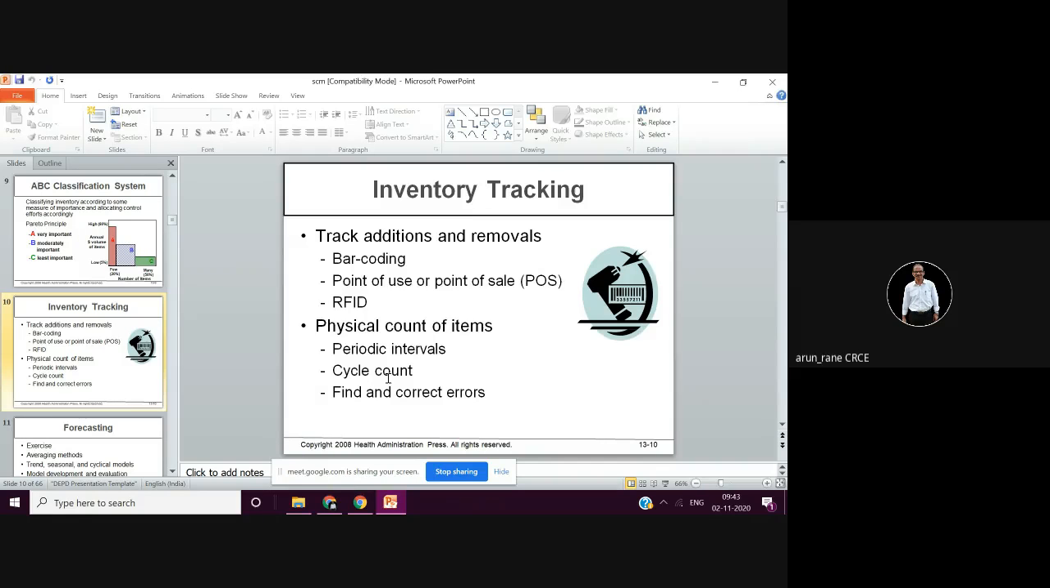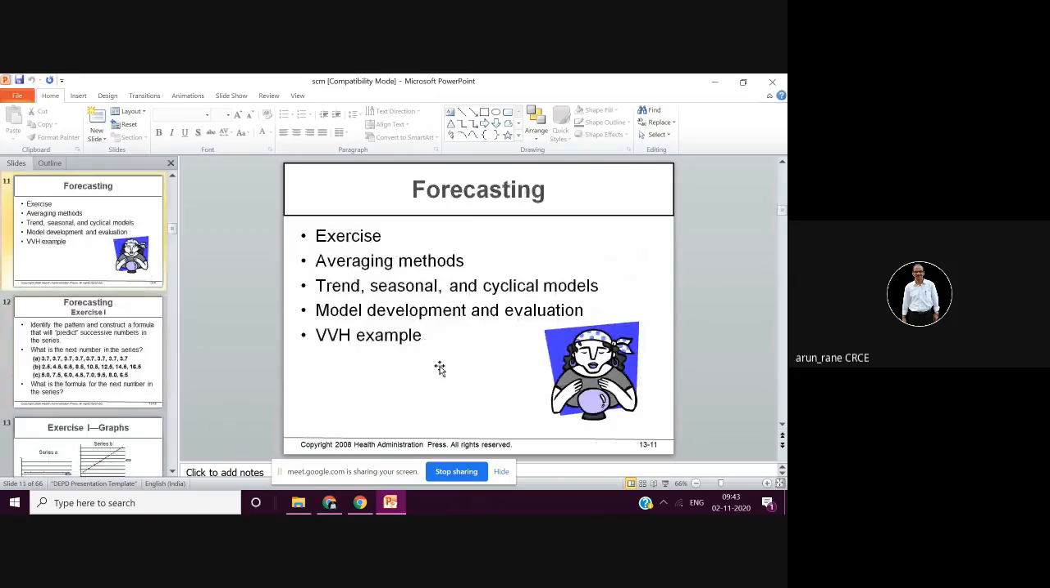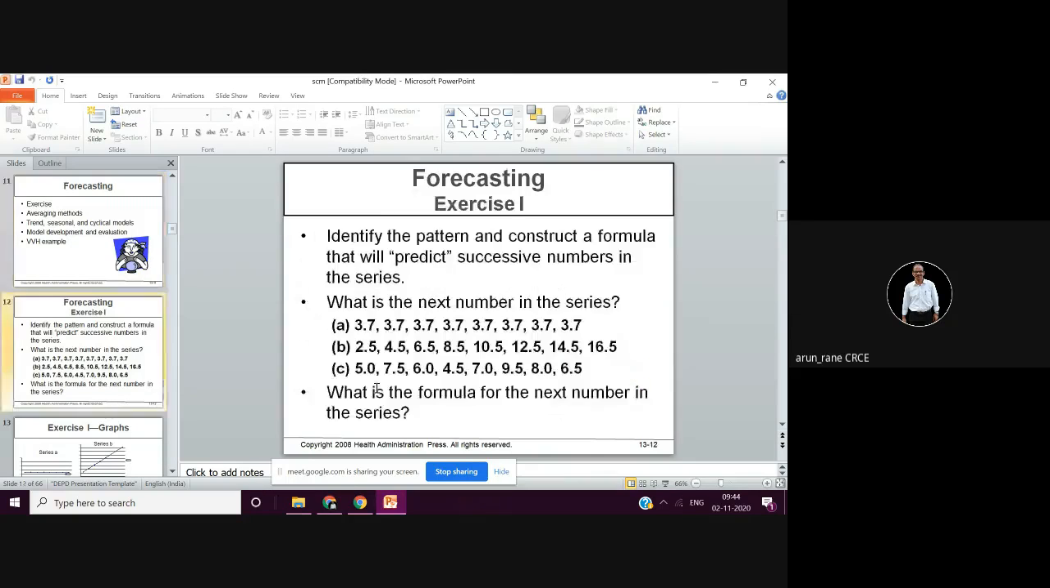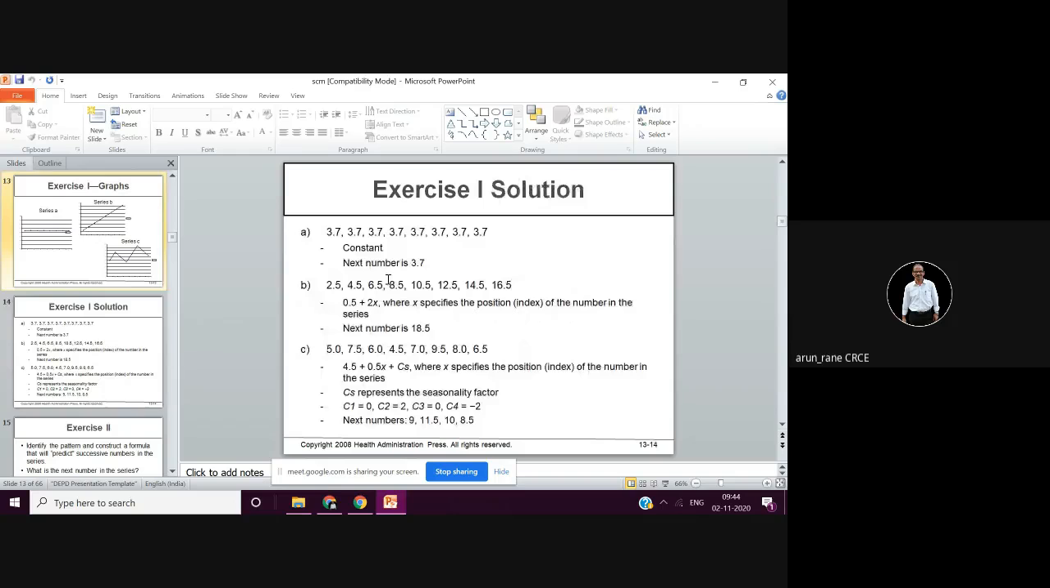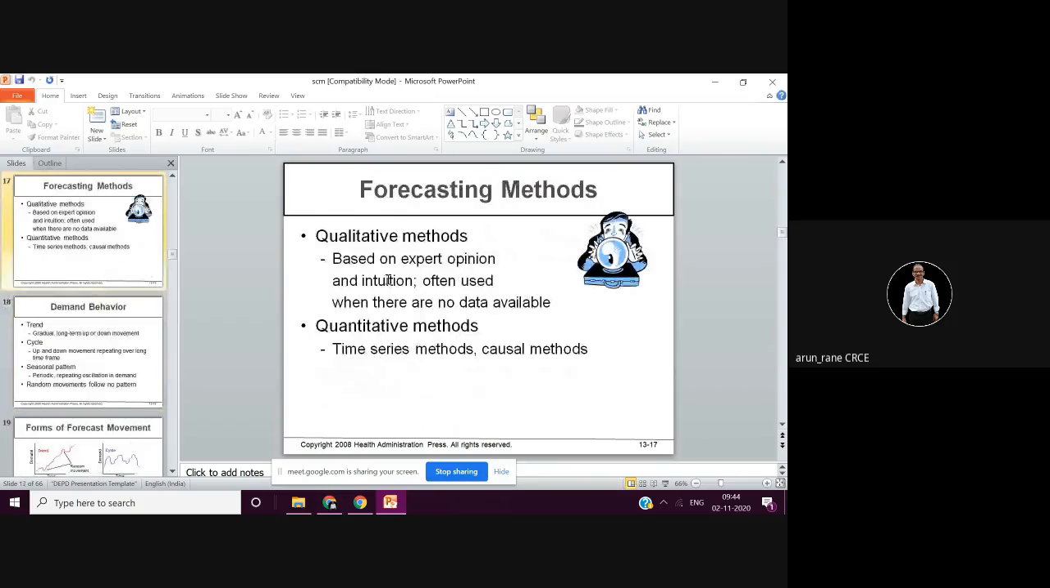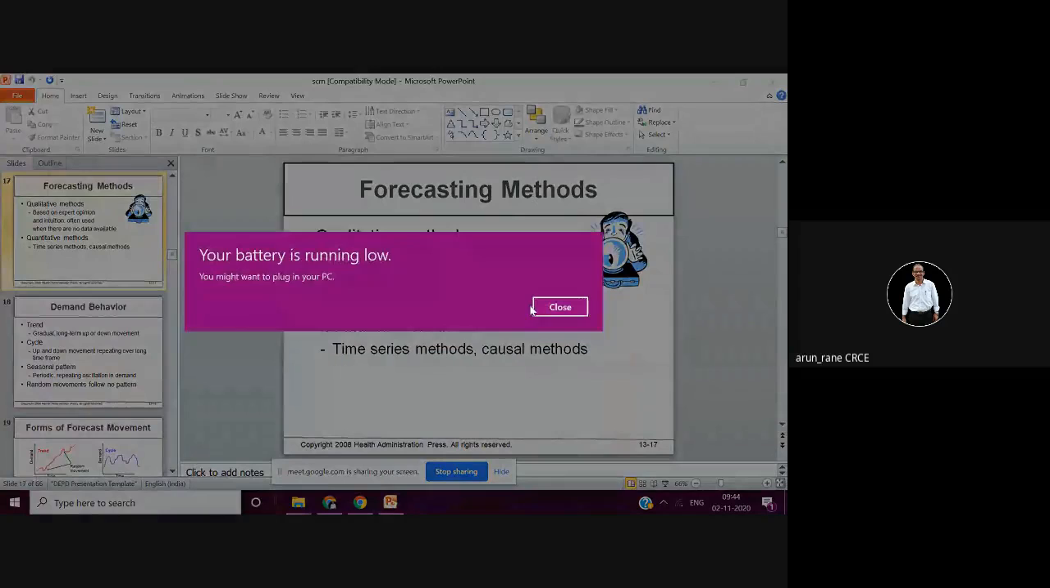Another way of tracking is obviously a physical count, that is, you are counting it manually. You can forecast also what is the inventory required, and there are different methods of forecasting: averaging methods, trend, seasonal, and this probably you must have done in your statistics. Or if you are not learning statistics, then definitely you will learn this in OR, operation research. It is a chapter on forecasting, but I think this chapter was there in statistics. So nobody is going to ask you these graphs of forecasting. Again, nobody is going to ask what are the different forecasting methods, that is, qualitative methods, quantitative methods.